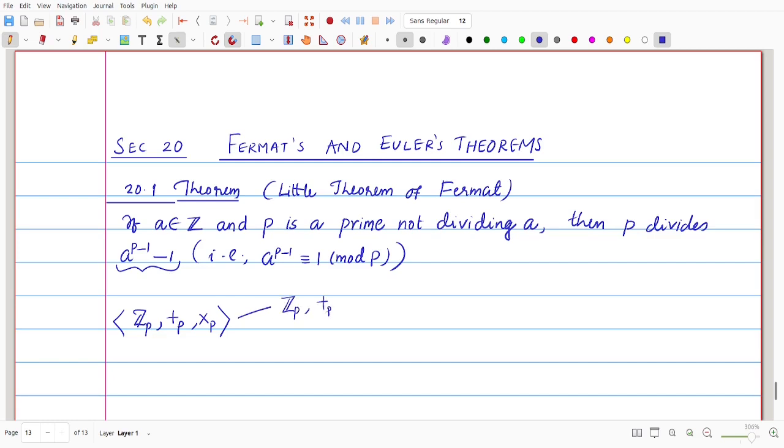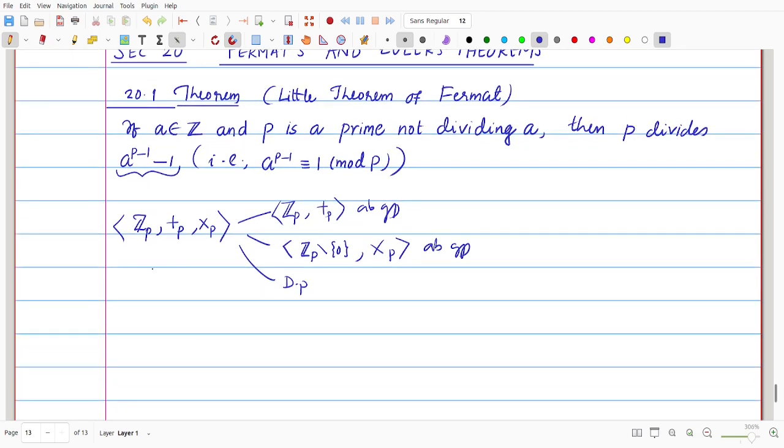ZP under addition modulo P is an abelian group. Also, ZP minus 0, that is the non-zero elements of ZP, under multiplication modulo P is also an abelian group, and we have distributive properties. So this is the definition of a field. As this ZP is a field, we know that every non-zero element of this group has a multiplicative inverse also.